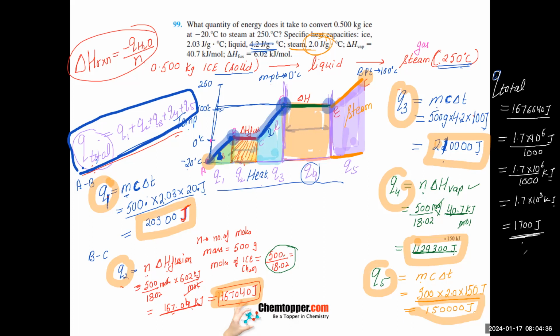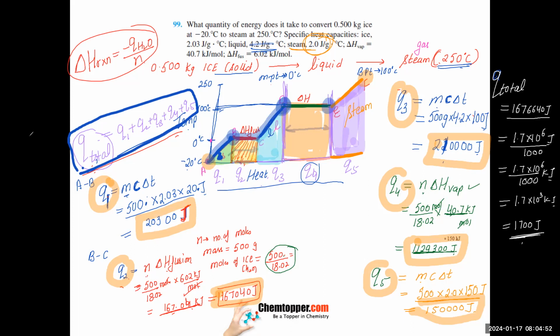This is two significant figures. So are we clear about it? This question is clear, children? These are called heating curves. The same question can be in the form of a cooling curve.